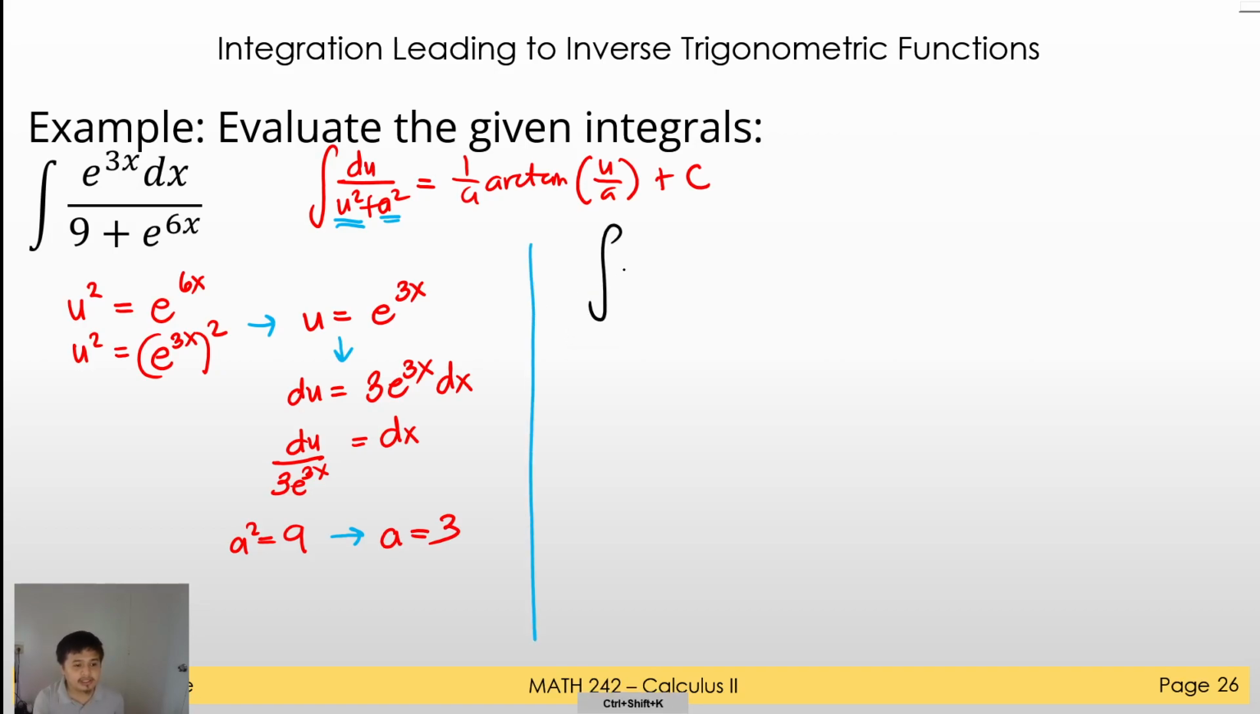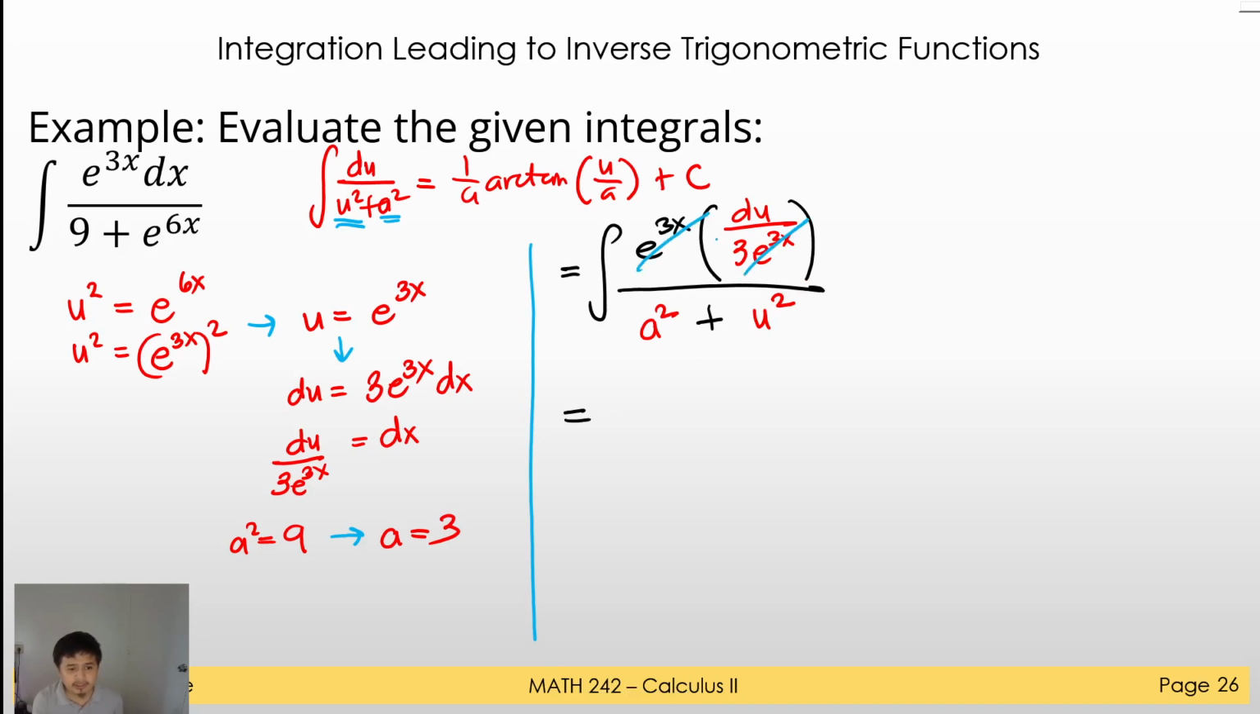Now solving for this, again, we have e raised to 3x, substituting the dx, which is du over 3e raised to 3x, and then over, we have 9, so we have a squared, I can just write this as a squared for now, plus u squared here, e raised to 6x. So this will now be cancelled out. So we have 1/3 integral of du over a squared plus u squared. So what is the integral of this now?